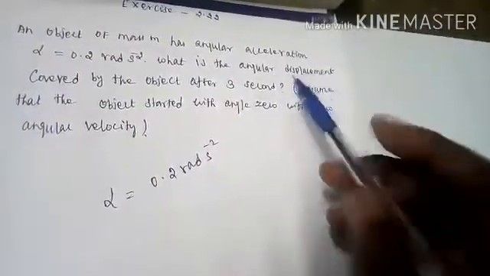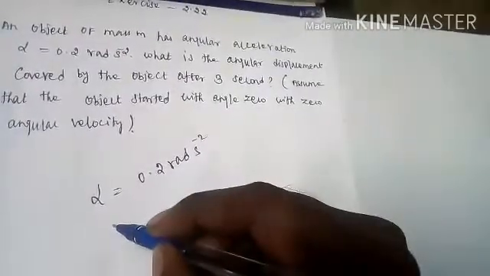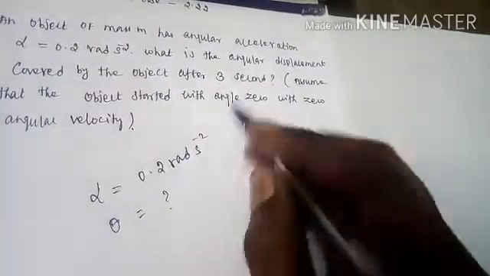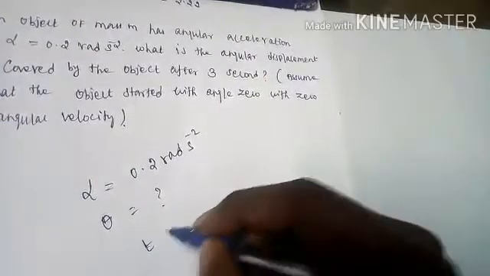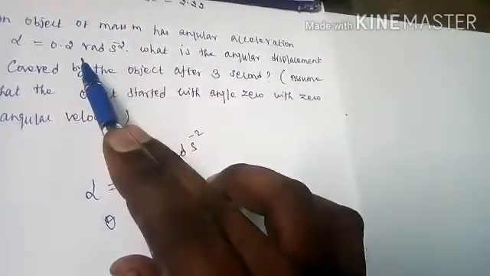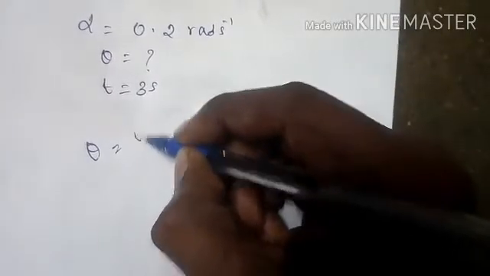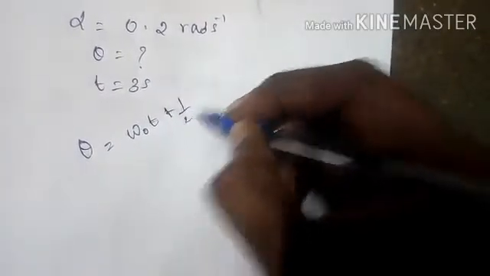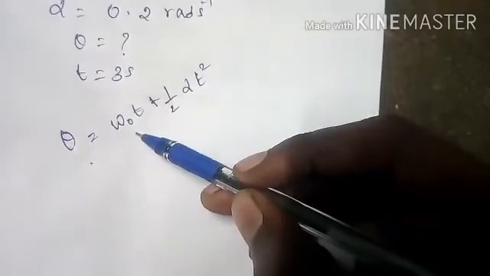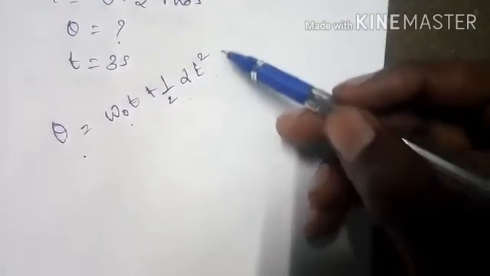Next, we need to find the angular displacement theta covered after 3 seconds, that is t equal to 3 seconds. What is the relation between angular displacement and angular acceleration? The formula is theta equal to omega naught t plus half alpha t squared. Here theta is angular displacement, omega naught is the angular velocity, alpha is the angular acceleration, and t is time.